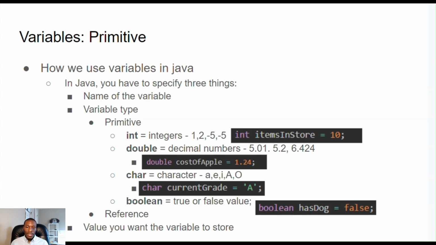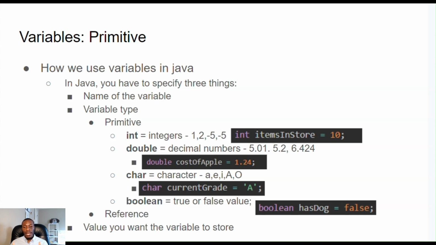The other variable type is double. If we have a variable type of double, that means the variable can hold positive or negative decimal numbers.